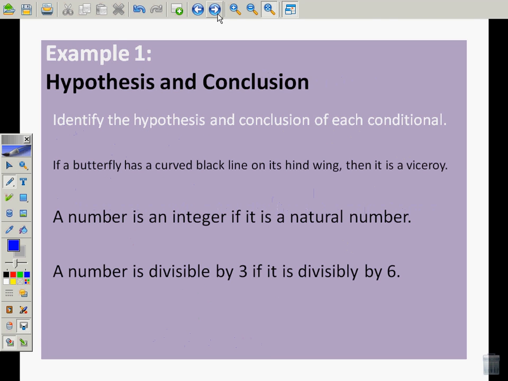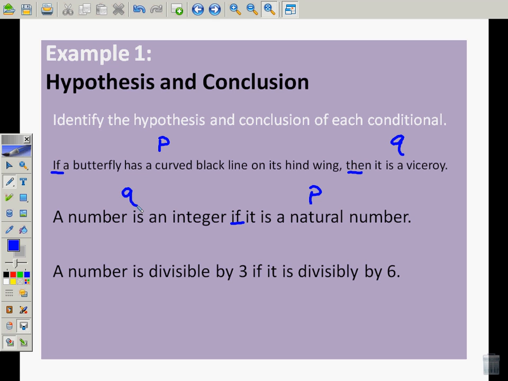So let's identify the hypothesis and conclusion of each conditional. If a butterfly has a curved black line on its hind wing, then it is a viceroy. If, so this is going to be the P part, then this is going to be the Q part. Okay? A number is an integer if it is a natural number. Okay? If, so this is the P part, and the then is implied. So if it is a natural number, then a number is called an integer. So they are reversed right there.